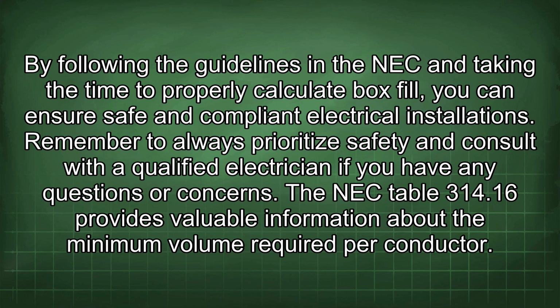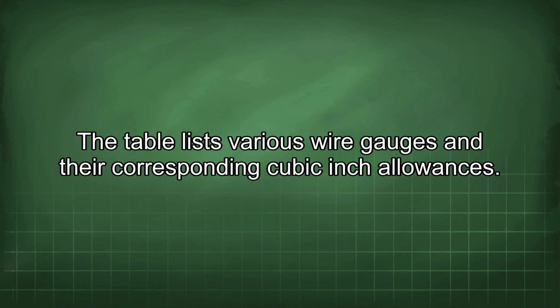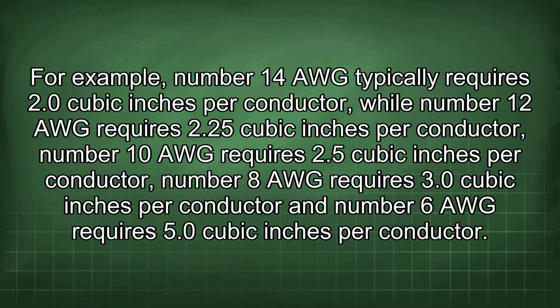The NEC Table 314.16 provides valuable information about the minimum volume required per conductor. The table lists various wire gauges and their corresponding cubic inch allowances. For example, number 14 AWG typically requires 2.0 cubic inches per conductor, while number 12 AWG requires 2.25 cubic inches per conductor, number 10 AWG requires 2.5 cubic inches per conductor, number 8 AWG requires 3.0 cubic inches per conductor, and number 6 AWG requires 5.0 cubic inches per conductor.